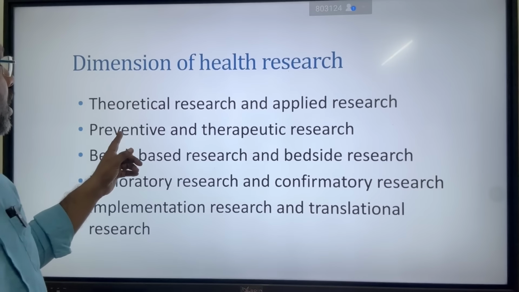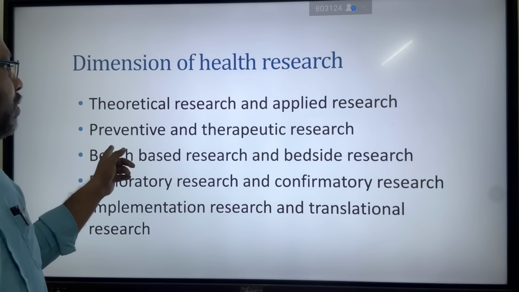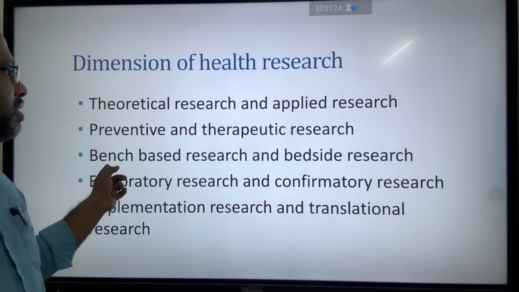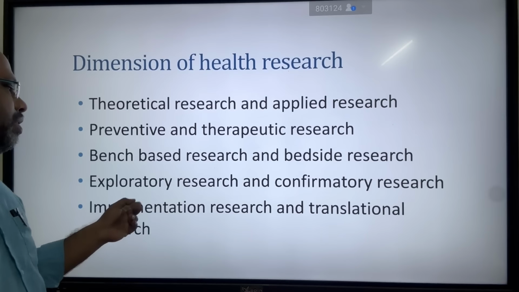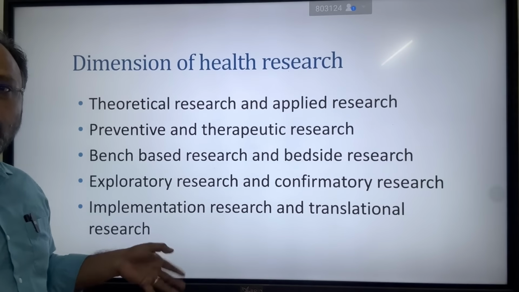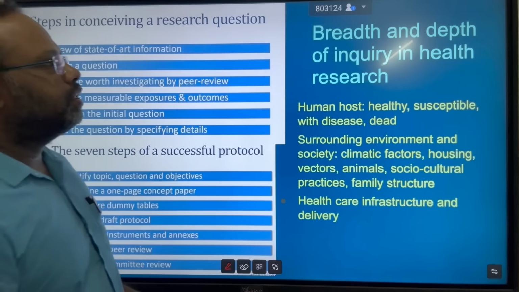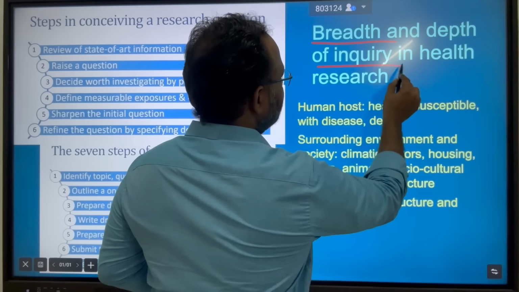We have theoretical research and applied research, preventive and therapeutic research, benchmark-based research and bedside research, exploratory research and confirmatory research, implementation research and translation research. All comes under dimensions of research. The breadth and depth of inquiry in health research.